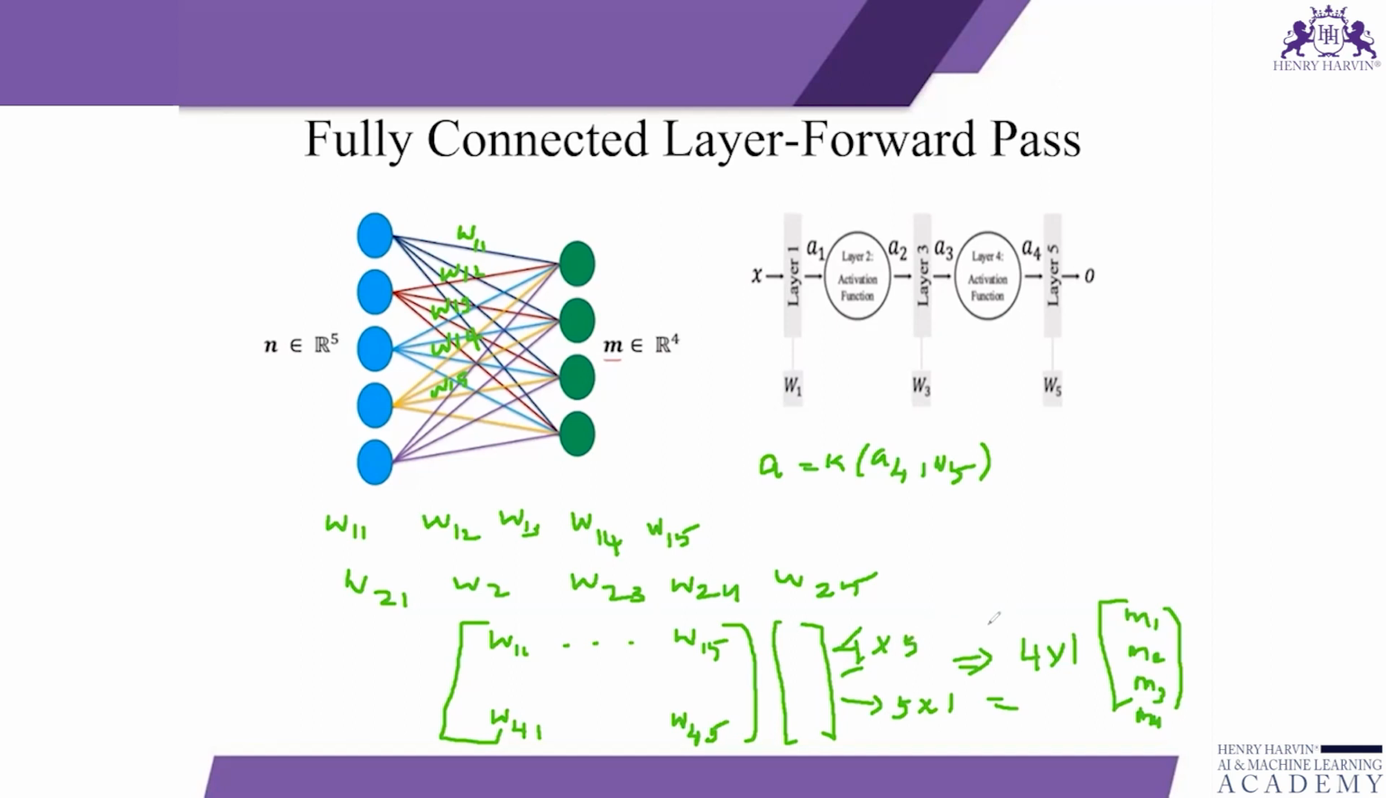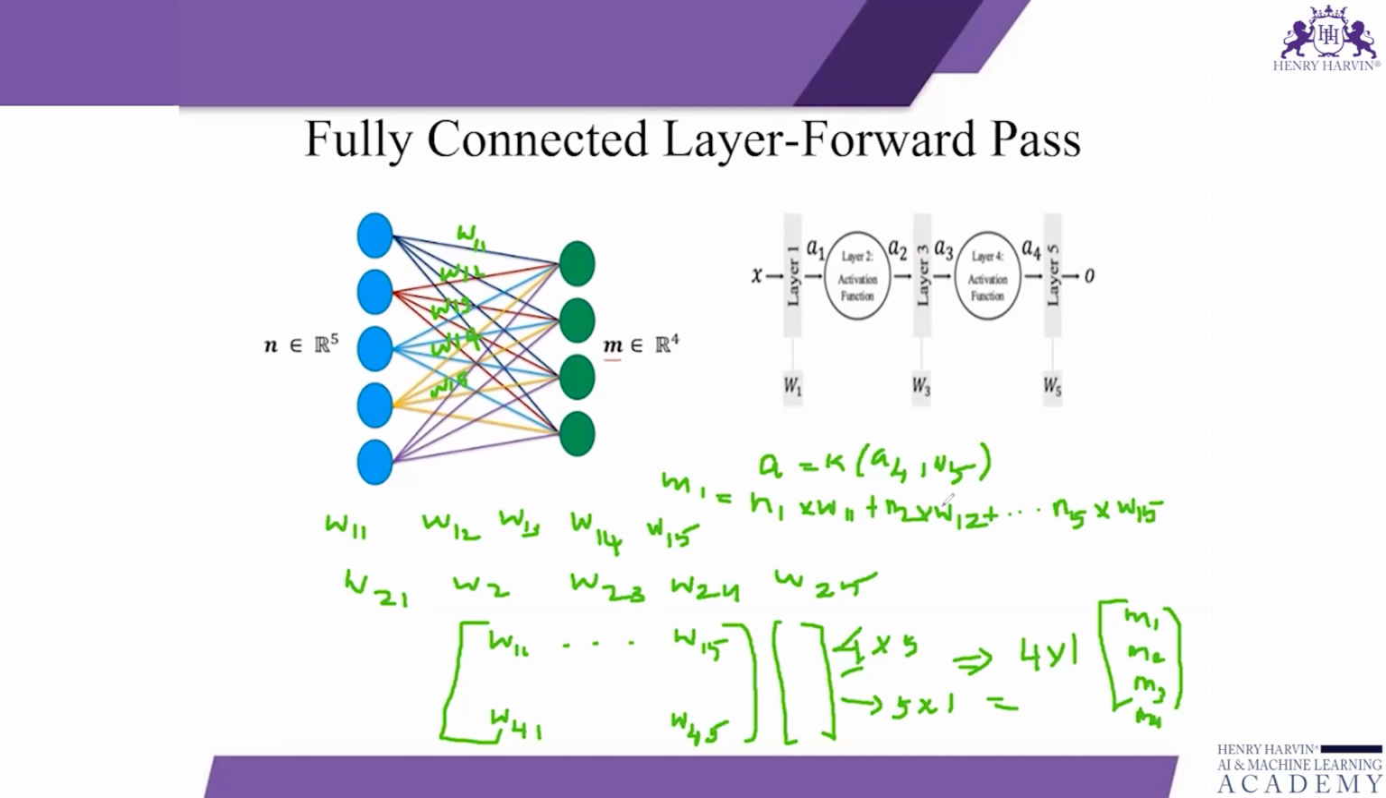So for the very first output M1, it's simply W11 into N1 plus W12 into N2, right? And W13 into N3 and so on. So let me write M1 now so that it will be clear to you. So M1 is equal to N1 into W11 plus N2 into W12, right? So up to we get N5 into W15. So we can think of this also as a weighted sum of the input, right? So all the inputs get weighted using these weights to create the output. So the first element of the output is nothing but a weighted sum of all elements of the input.